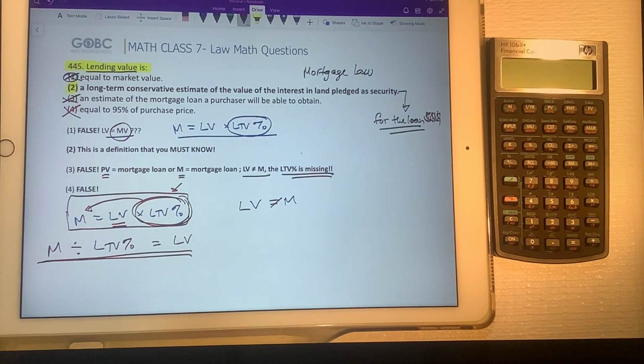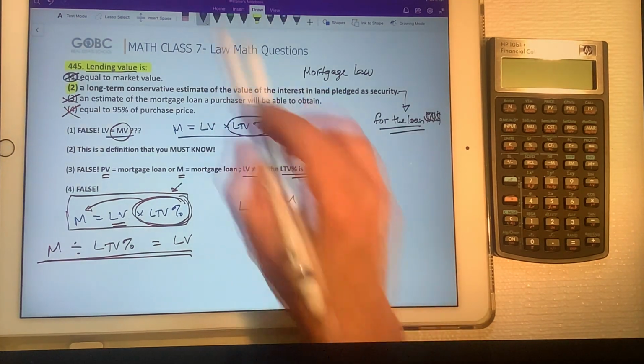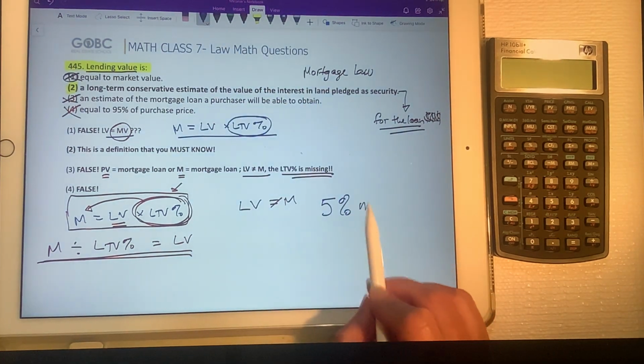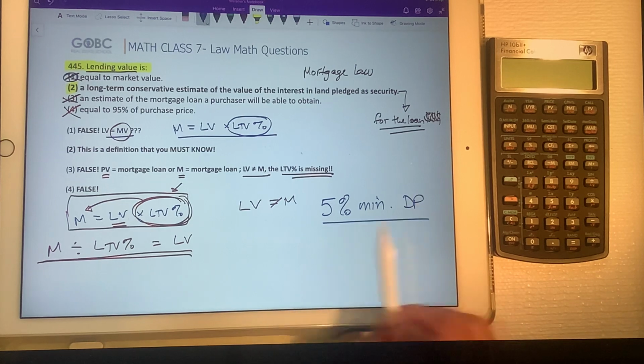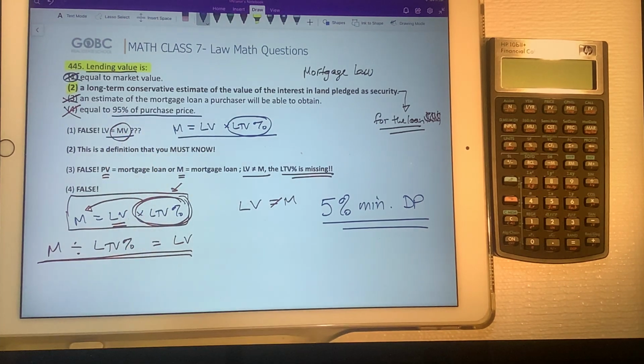Now, why would they say that? Why would they even suggest that? Because they're trying to get you confused with the fact that there's a 5% minimum that's necessary for your down payment right now. So you have to have a minimum 5% down when you go to purchase a property, and they're hoping that you think that you can just say in all cases that it's equal to 95% of the purchase price. That's not true.